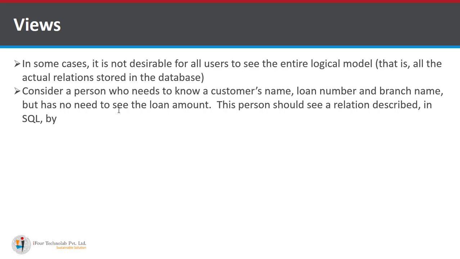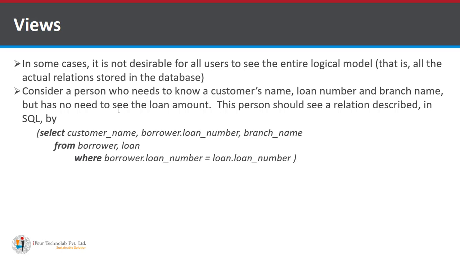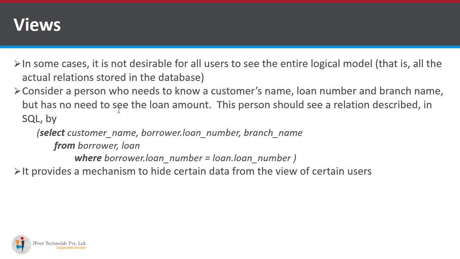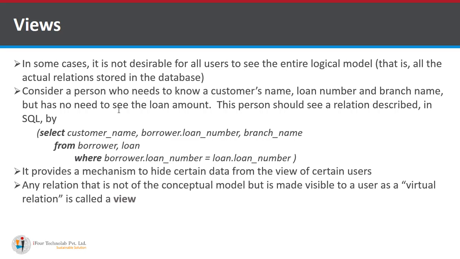This person should see a relation described in SQL by: select customer name, borrower.loan number, branch name from borrower, loan where borrower.loan number equals loan.loan number. It provides a mechanism to hide certain data from the view of certain users. Any relation that is not part of the conceptual model but is made visible to a user as a virtual relation is called a view.